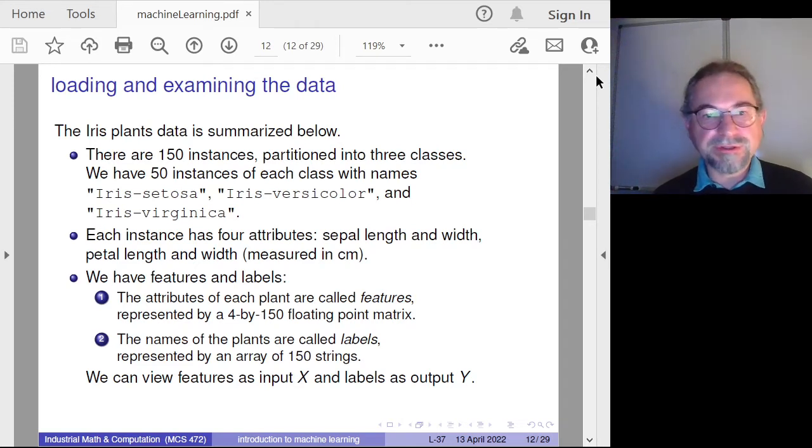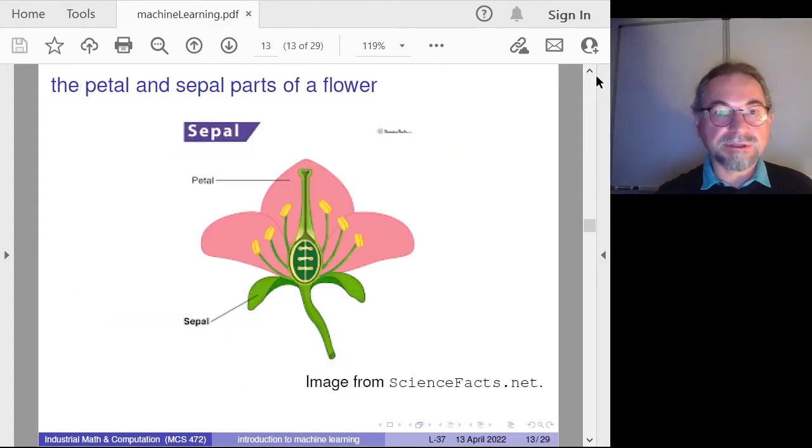So we have the features. The features from the full data set are now the 4 by 150 floating point matrix. And we have the names: 150 strings. So we can see this as input and output. The question that we are asking here is, are these instances, what we measured from these flowers, actually representative, characteristic for the flowers?